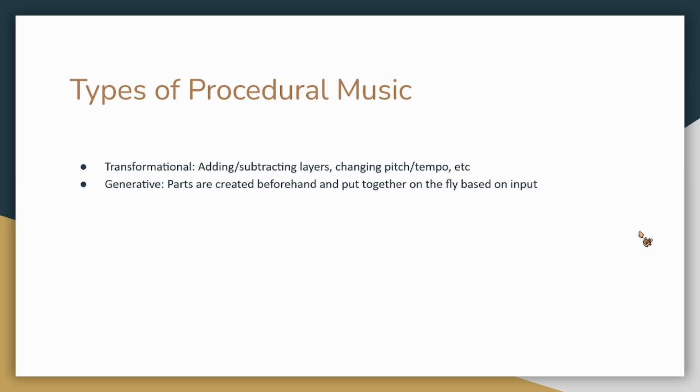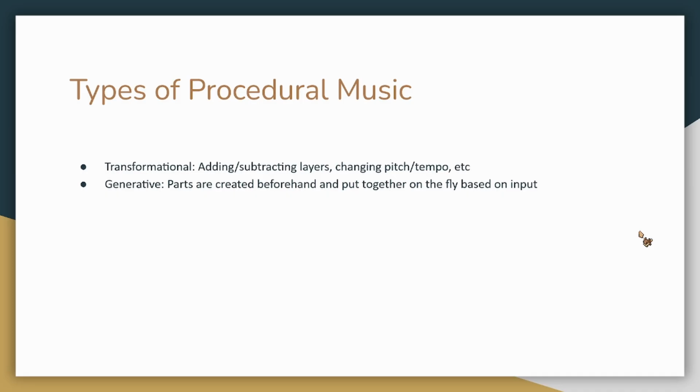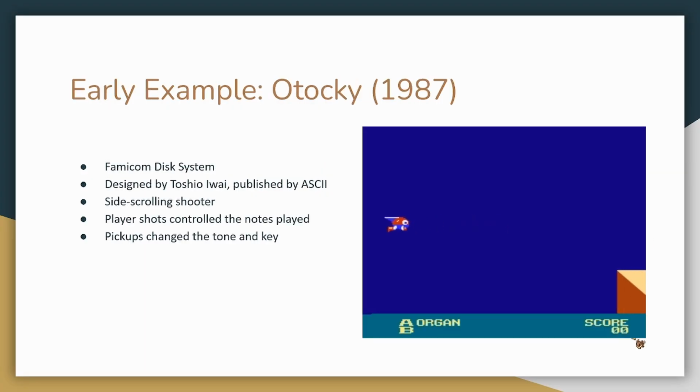And meanwhile, generative is basically when the separate parts are created beforehand and put together on the fly based on a player's input. So we are going to look into one of each, both of which the author, I believe, cites in her article, and are very, very interesting methods of doing each. So first, for generative, we have Otoki.